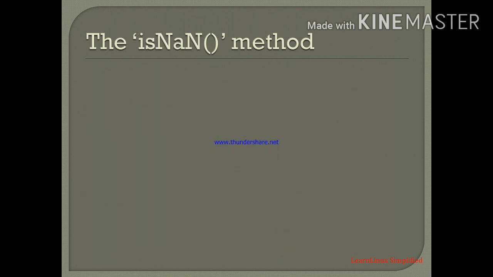Okay, next is the isNaN method. NaN stands for not a number. This function is basically used to check whether the data entered into the control is a number or not. If it is not a number, it will return true, and if it is a number, it will return false. This is the most important thing. Again I am repeating: if it is a number, it will return false, and if it is not a number, then it will return true.